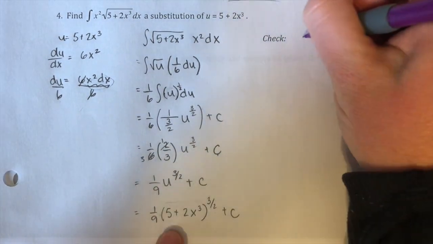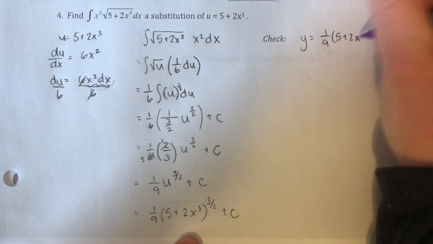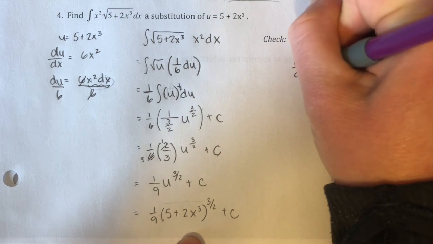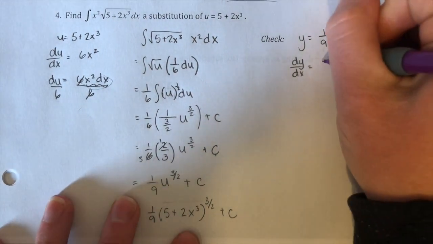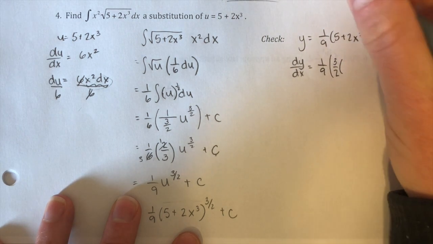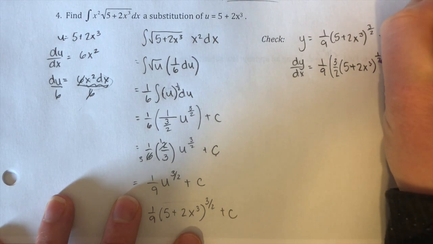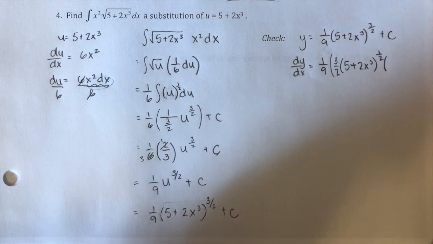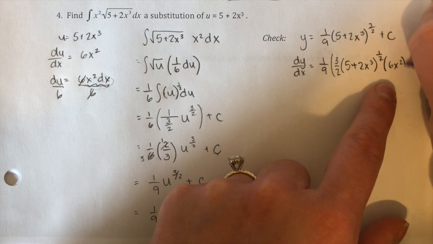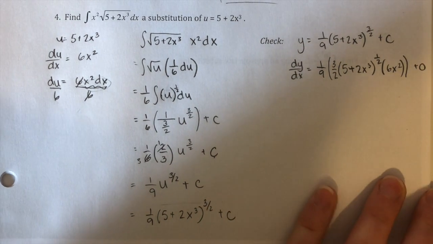So if we want to check that, we have y equals 1/9 times 5 plus 2x cubed to the 3/2 plus c. And we do the derivative. That 1/9 is going to stay out in front. That 3/2 is going to come down. What's in there is going to be left. 3/2 minus 1 is 1/2. Then multiply by the derivative of what's inside here. So it's going to be that 6x squared. And then the derivative of c is 0.